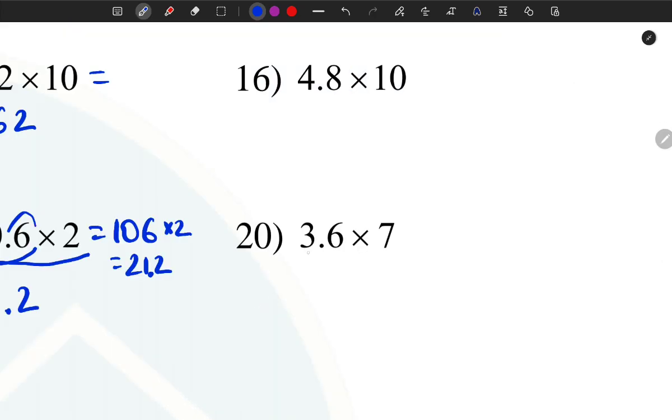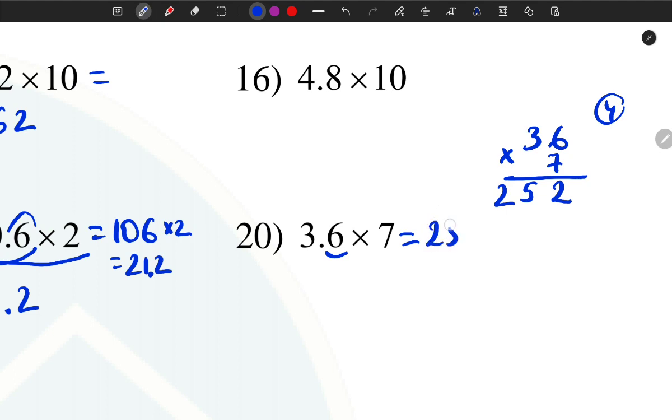For multiplying 3.6 by 7, we multiply 36 by 7. And when we multiply 7 by 6, we get 42. 2 we write here, and 4 in our mind. 3 by 7, we get 21 plus 4 gives us 25. 252, one decimal number, and we can write 25.2.